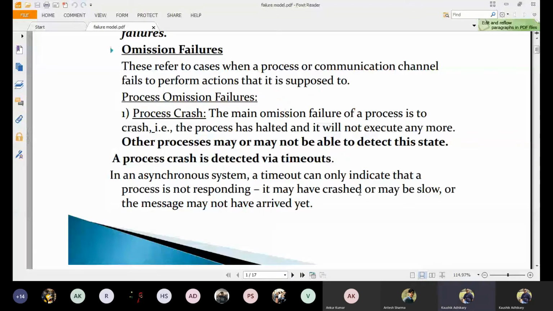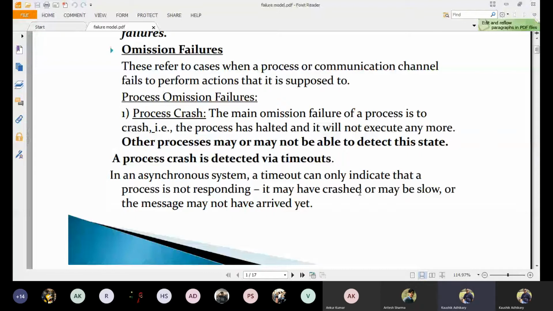Which means in an asynchronous system, a timeout may mean that the receiver has crashed, or the receiver is very slow because it has received many requests from clients and is taking time to process, or the message may not have reached the receiver.